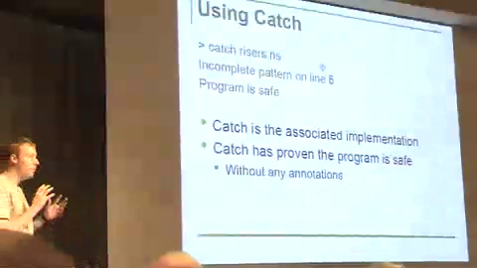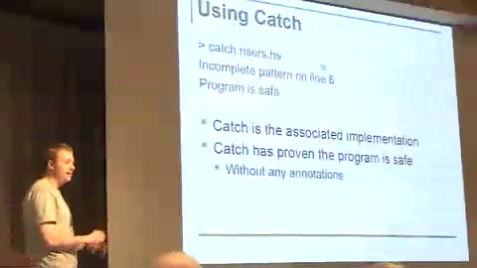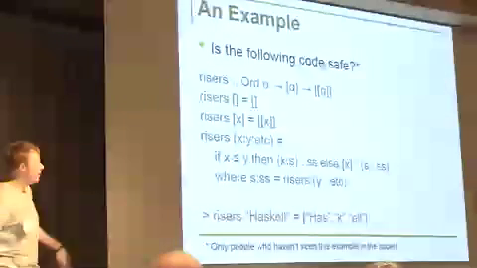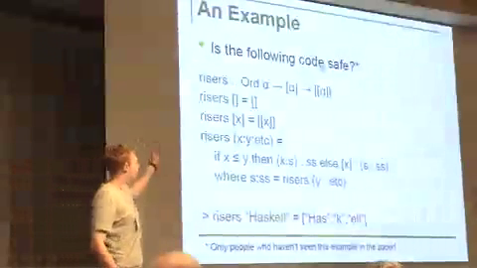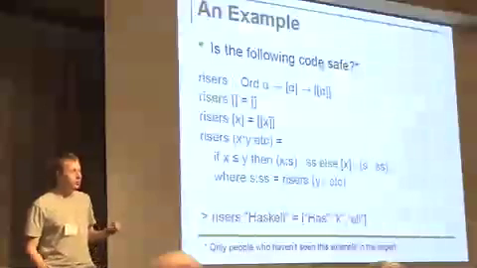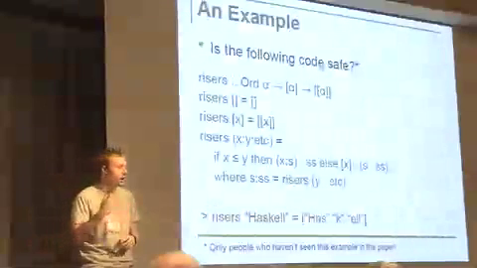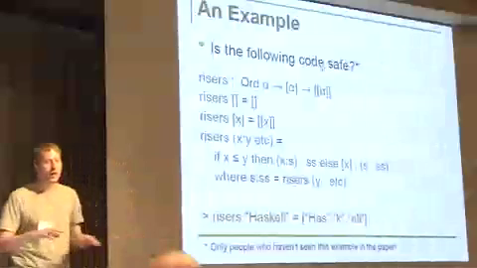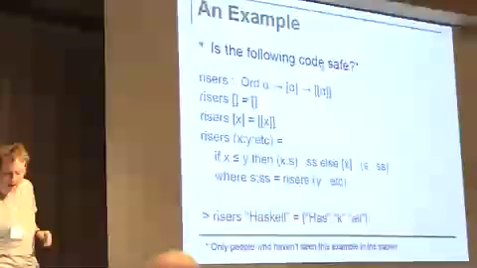But what's important to realize is that there aren't any annotations on this program. This is the code. There's no hint to Catch that it might want to check risers properties on non-empty list, non-empty list. So you can take unannotated Haskell code without any extensions.